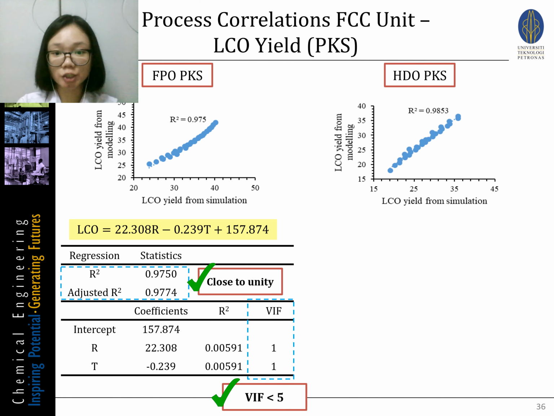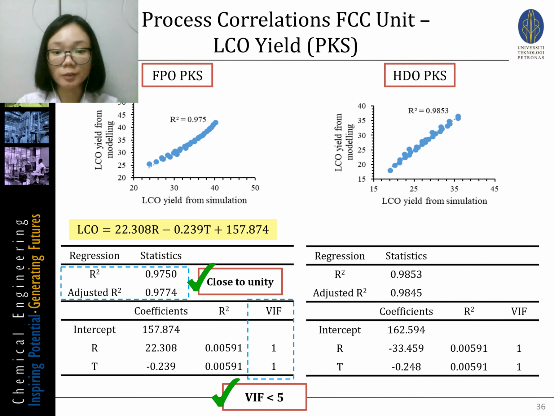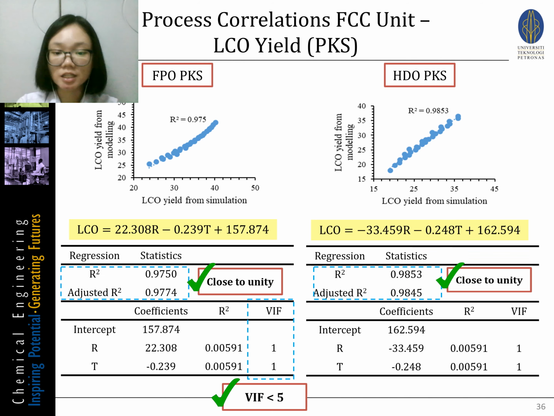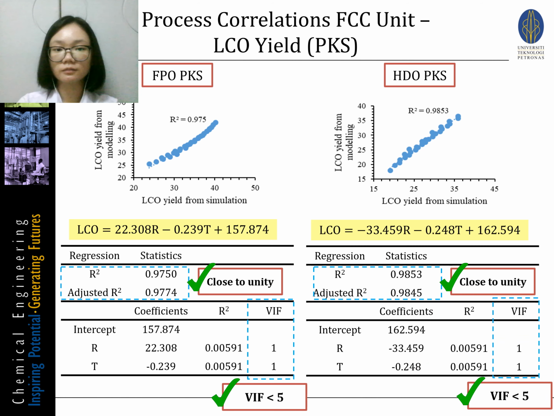From here is the HTO PKS, and this is the result from the surrogate model development, and this is the final form of the equation, which also consists of variable R and T. The R squared and adjusted R squared is also close to unity, and the VIF is also less than 5.